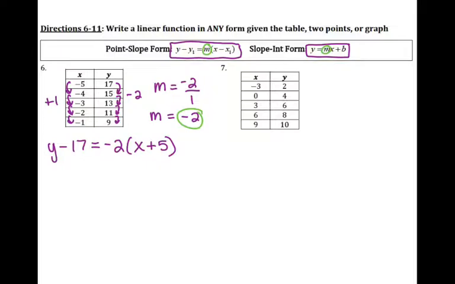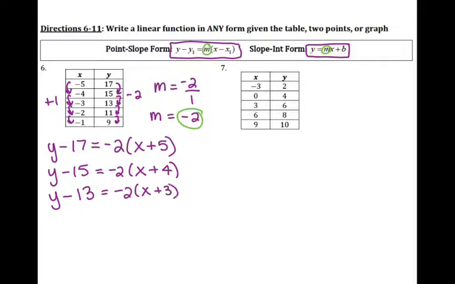Number 2, I'm going to use the second point. So y minus my y equals m times x minus my x. But once again, subtracting a negative, so I'm going to change that to a plus. Third point, y minus 13 equals -2, x minus -3, y minus 11 equals -2, x minus -2, and finally, y minus 9 equals -2, x minus -1.